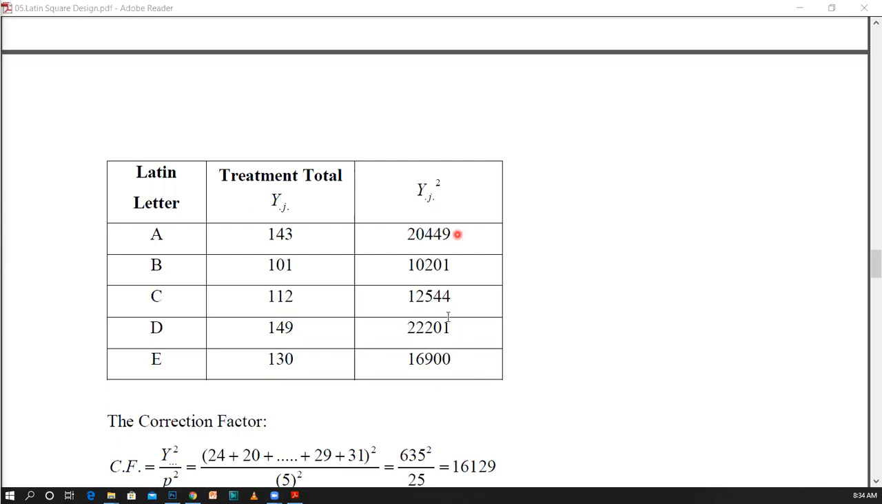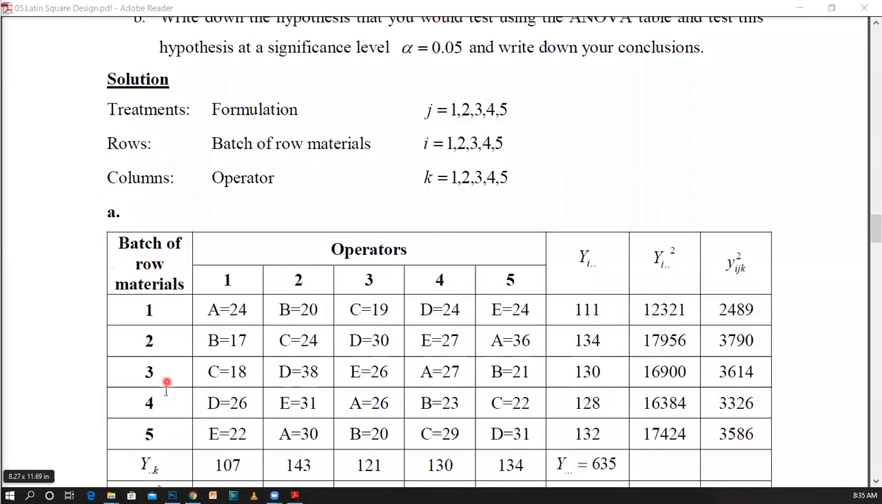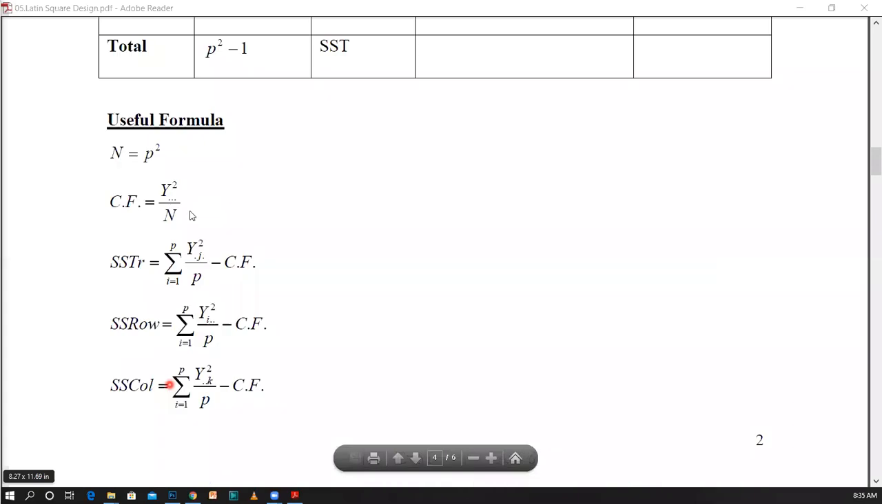Okay, now we have obtained the totals which may be useful for the calculation. Now what you have to do first is obtain this correction factor. To obtain the correction factor, we have to square the grand total and divide it by P squared. Or else, here the CF was given as y square, grand total square divided by capital N.